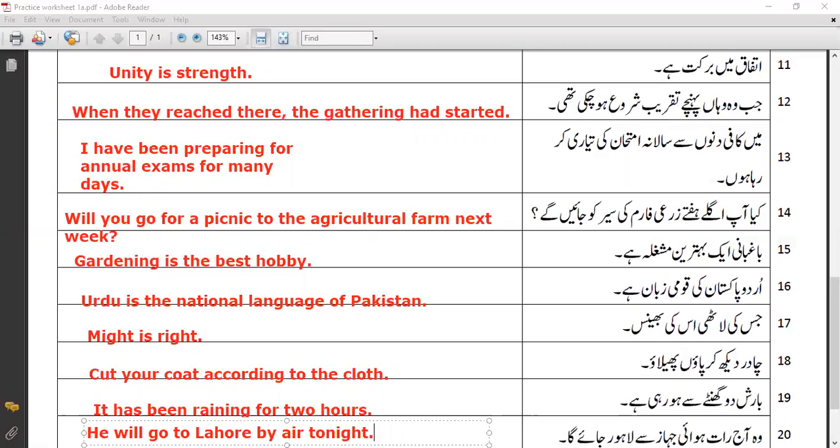So this is the translation of the remaining sentences of the first translation worksheet that was given to you for practice. And if there is any question, you may please ask me.